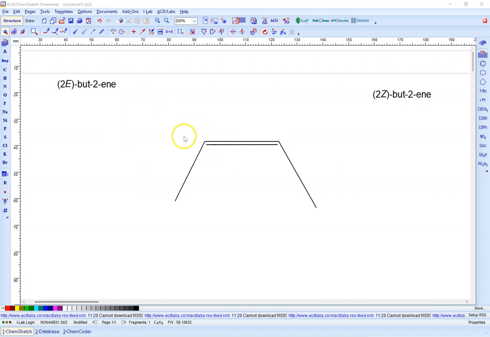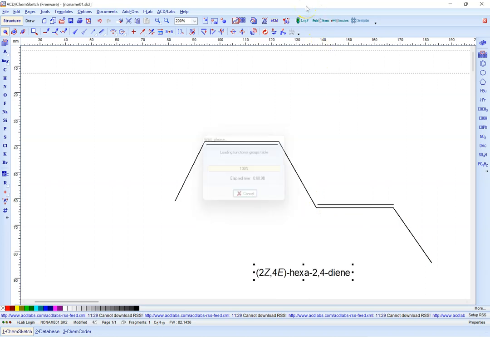So for instance, if I did this, where one of the double bonds is in the cis conformation, so same side, and the other one is in the trans conformation, so opposite side. Well, if I generate the name, we see it says 2Z, so the number 2, 1, 2. The double bond number 2 is using the Z conformation. Z stands for cis. And the number 4 double bond, so 1, 2, 3, 4th carbon double bond, is in the entgegen or E, trans conformation.